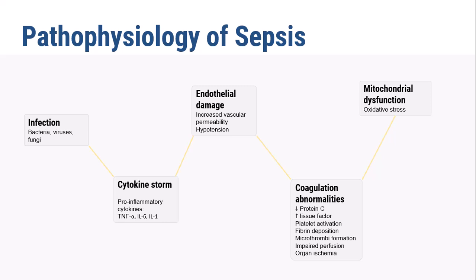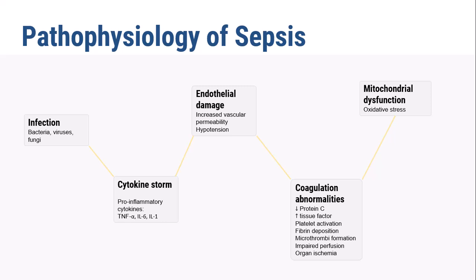Let's talk about the pathophysiology of sepsis. Sepsis is a life-threatening condition that arises from the body's extreme response to an infection. The pathogens responsible for this, such as bacteria, viruses, or fungi, release toxins, triggering an overwhelming immune response.